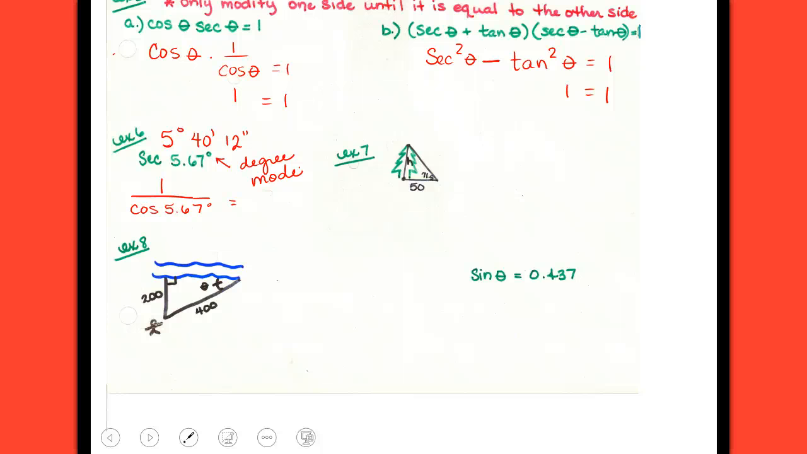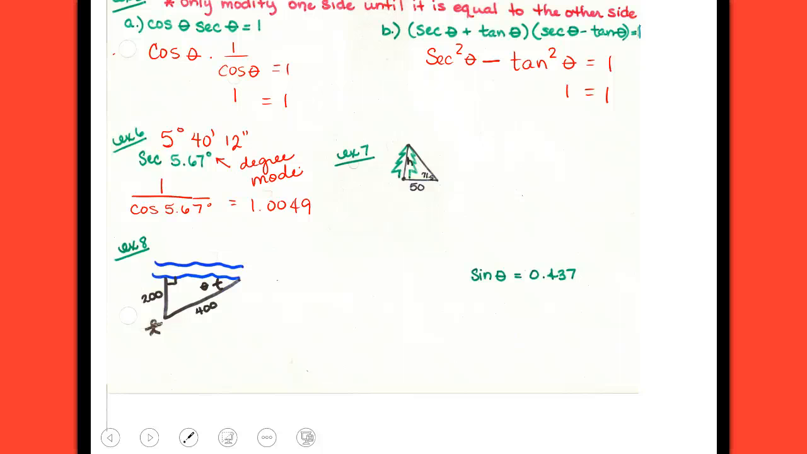All right, so we're going to type that into our calculator. So type in 1 divided by cosine 5.67, and let's make sure that you're all able to come up with that 1.0049. Everybody getting that to work for you? Okay.